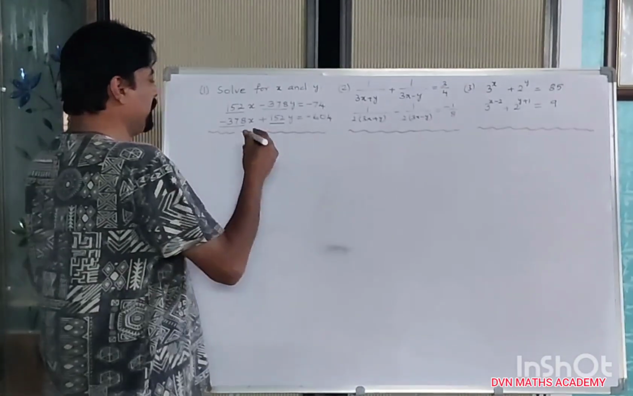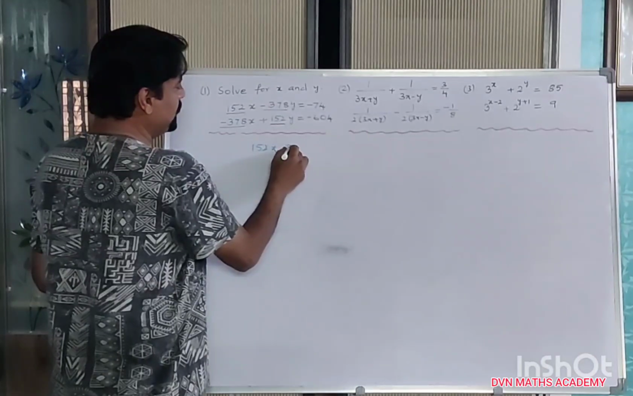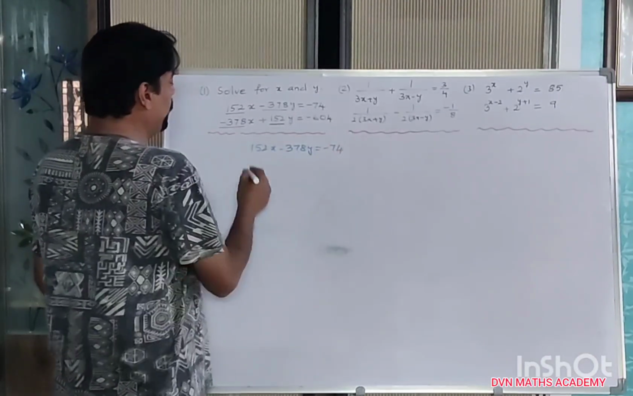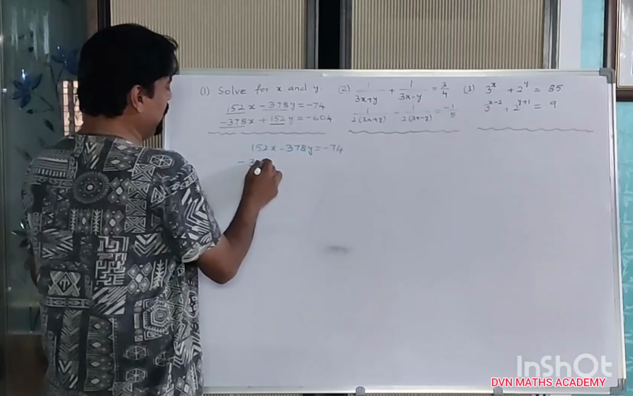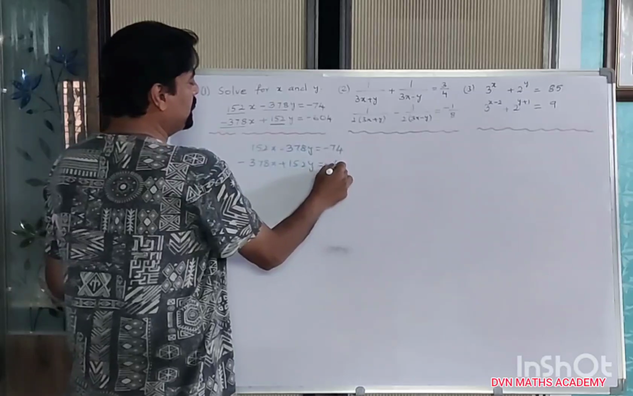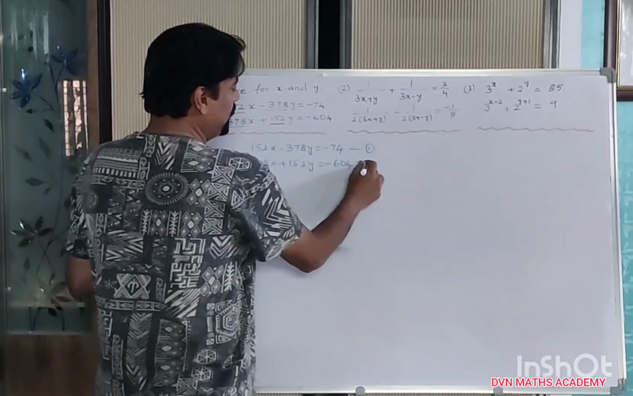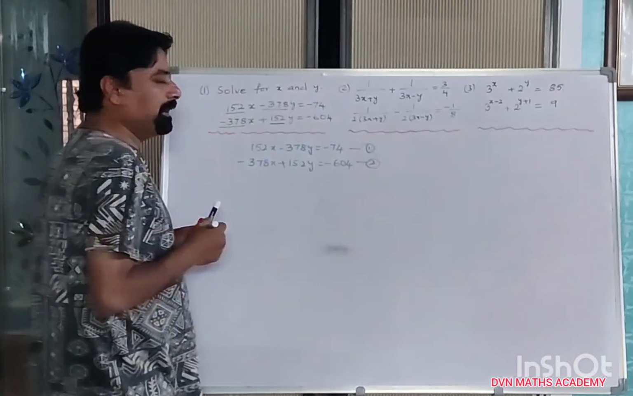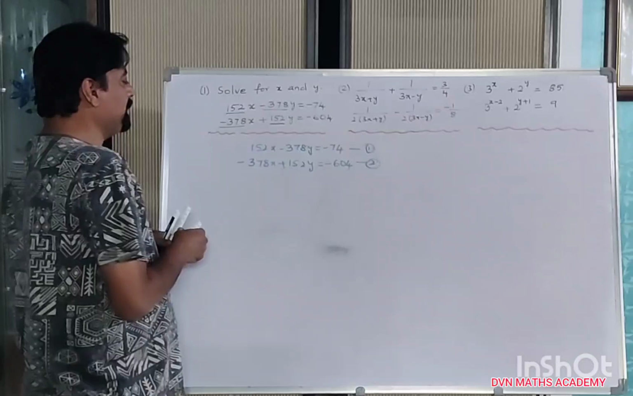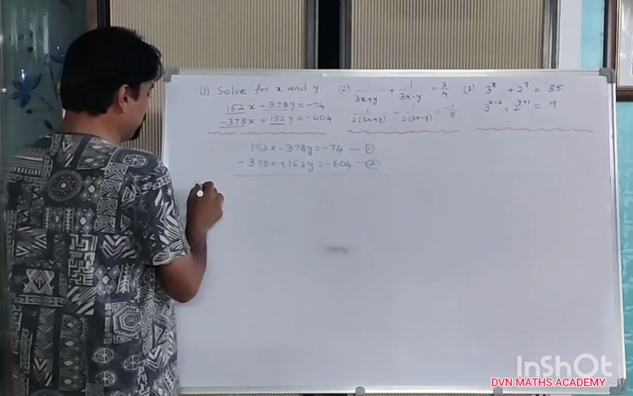For example, write the first equation as it is: 152x minus 378y is equal to minus 74. The second equation: minus 378x plus 152y is equal to minus 604. This is equation 1 and this is equation 2. These types of equations we call special equations. To solve these special equations there is a method. First, do the first equation plus the second equation.